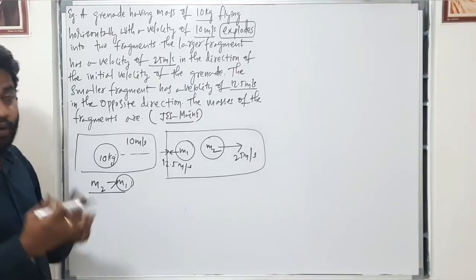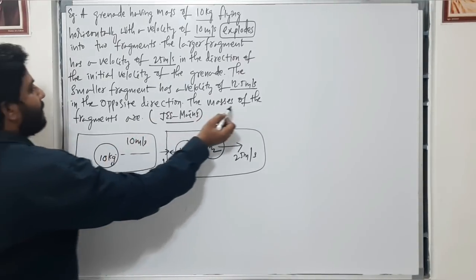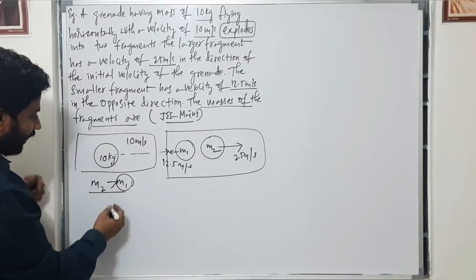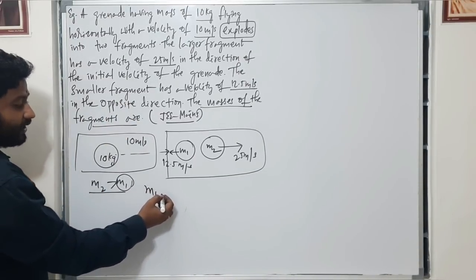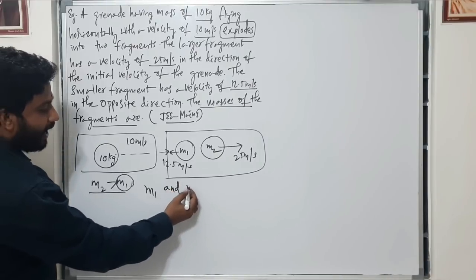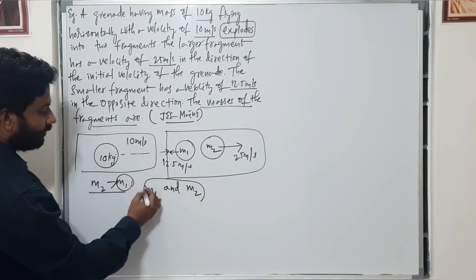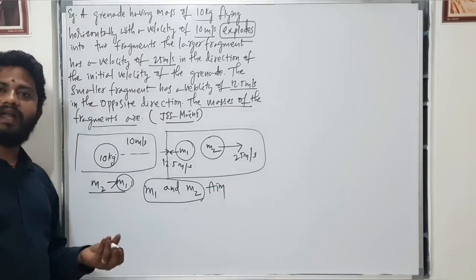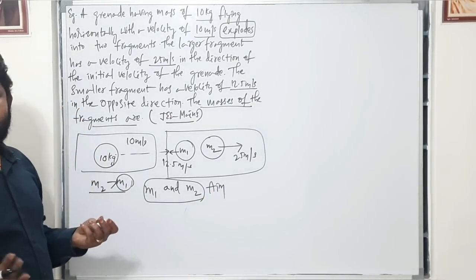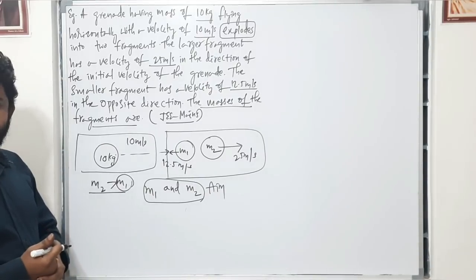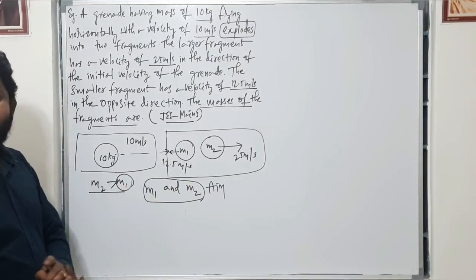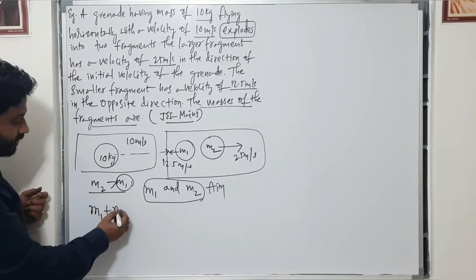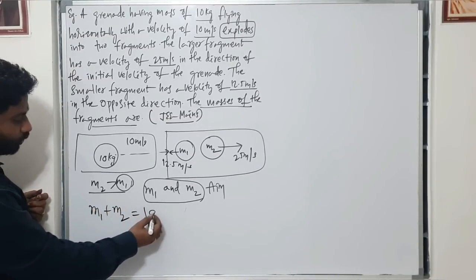Okay, so just apply the law of conservation of linear momentum before the explosion and after the explosion and you get the answer. What is the requirement? The masses of the fragments we need to find out. And what is our aim? Our aim is to find M1 and M2. That's it. Are you ready? What is M1 plus M2? Without solving any further, I can write M1 plus M2 is equal to 10 kg.